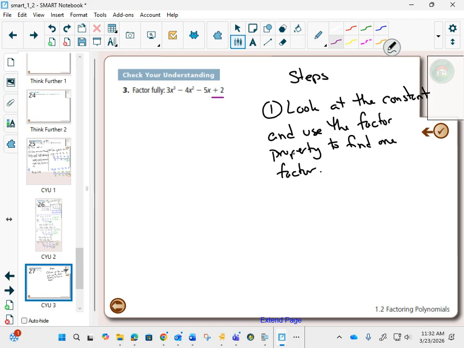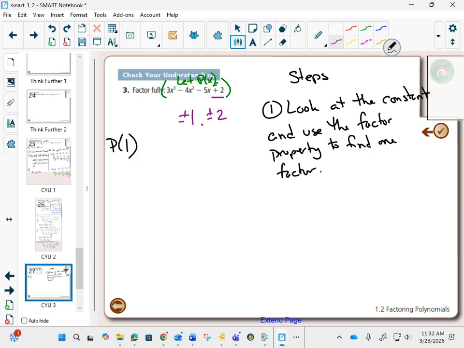We want to use the factor property to find one factor. So our choices are plus or minus 1, plus or minus 2, and as far as the setup, I put brackets around this and say, I'm going to let p of x equal this. I like to try the ones first because mental math-wise, that's the easiest. And mental math-wise, positive 1 seems like the easier one to do between positive 1 and negative 1.